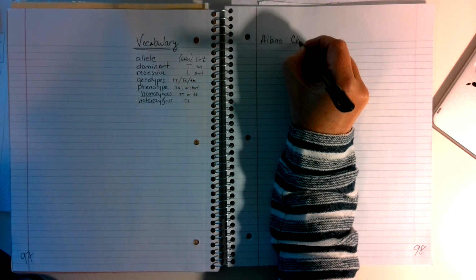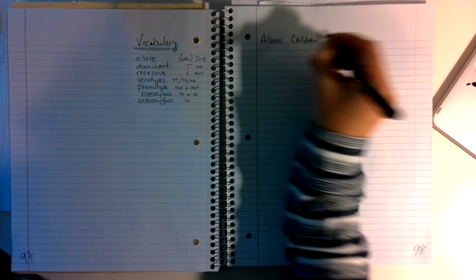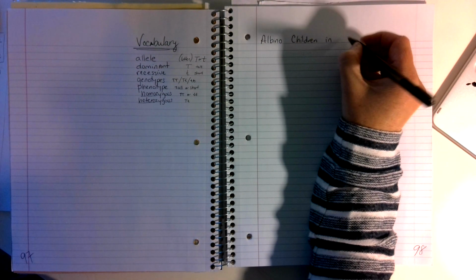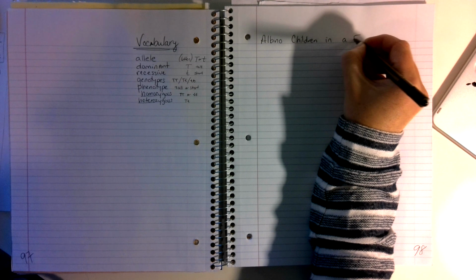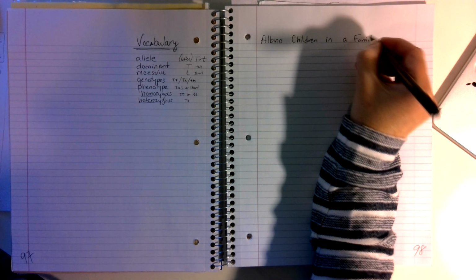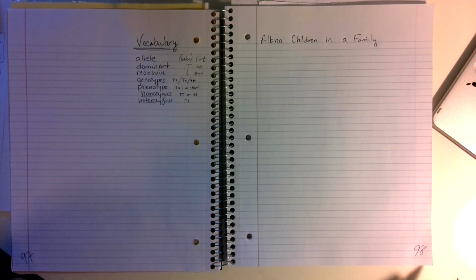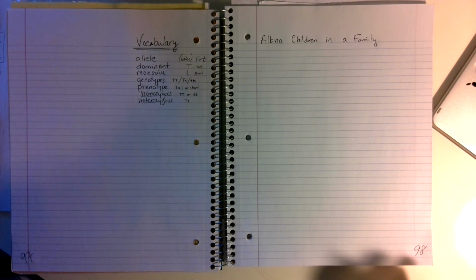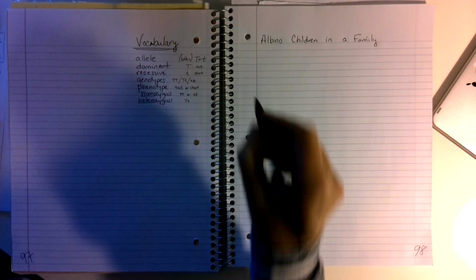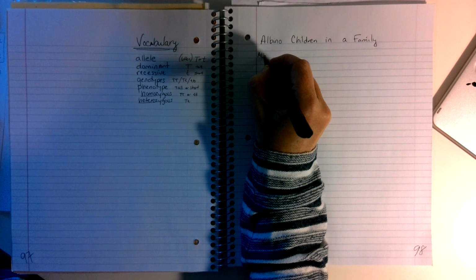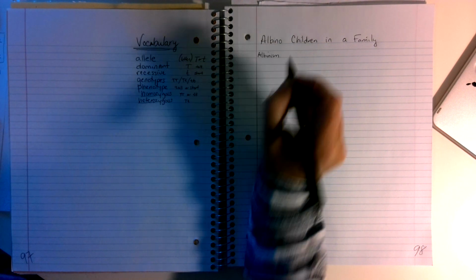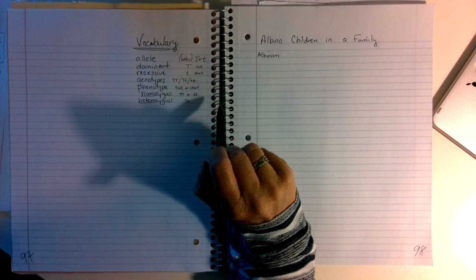Albino children in a family. So we've got to put a little bit of information down first. Let's go ahead and make sure we understand albinism. Albinism is the condition that causes albino children.